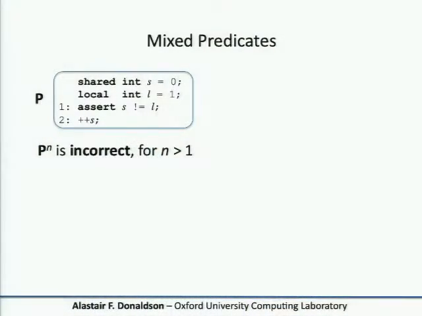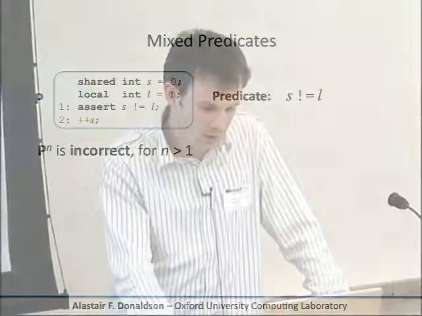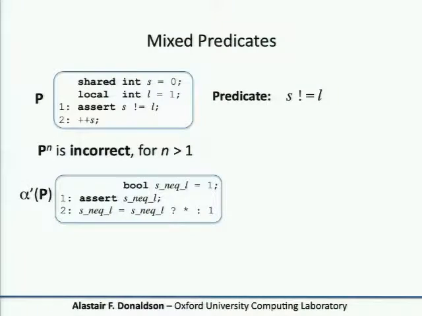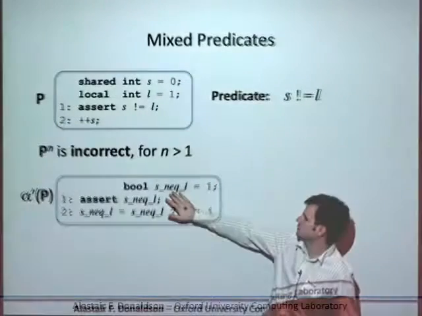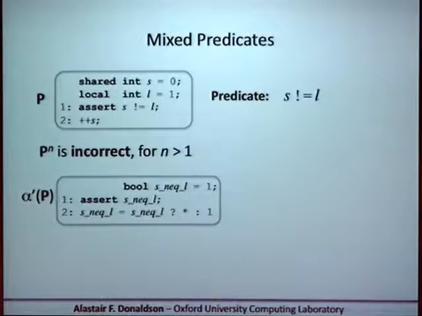Okay? But what about this example here, where we have variables S and L, S is shared and L is local, and I'll use that convention throughout the talk. And then we have a predicate. This is the example we saw before that's incorrect for more than one thread, and we have this predicate, S is not equal to L. So we build the Boolean program as I showed you before, except we're doing it just at the template level. And we have this Boolean variable that tracks the predicate S not equal to L. And now the question is, should we make this variable shared or local? And it's not immediately clear what we should do, or it wasn't clear to me initially, because this variable refers to both shared and local state.